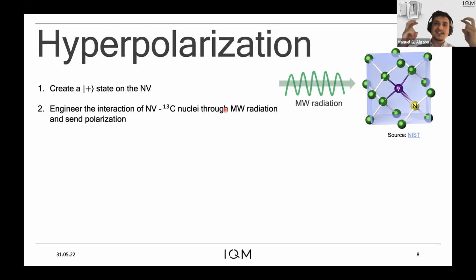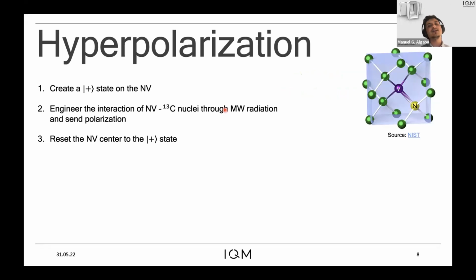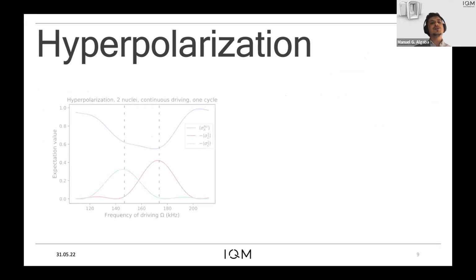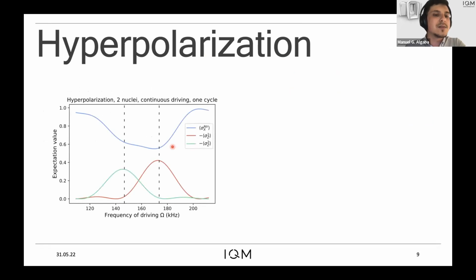So now that we have run out of magnetization in the NV center, we can keep doing this. We will reset the NV center again with a laser, and then we keep doing this until we reach the desired polarization. So this way you can highly polarize an NV center by using this hyperpolarization process. You can see here how this would look like in a graphic.